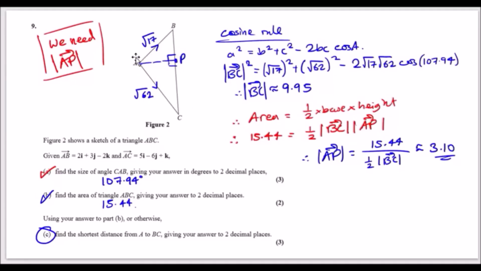The perpendicular length is by far the shortest, because if you did any other line, they would just be like layers of hypotenuses, and they will always be longer than this adjacent line. So always draw a straight perpendicular line from A to BC, and let's call it P. Now, what do we have to do? So essentially we need to find the length of AP.